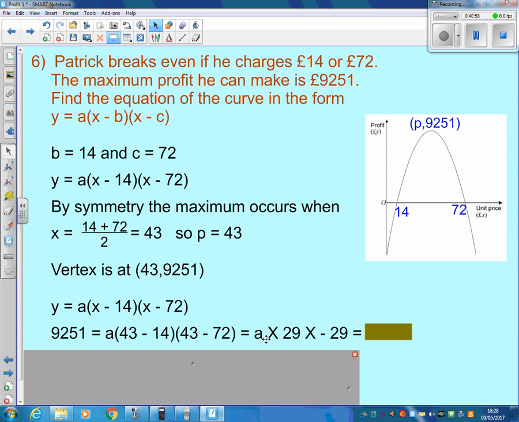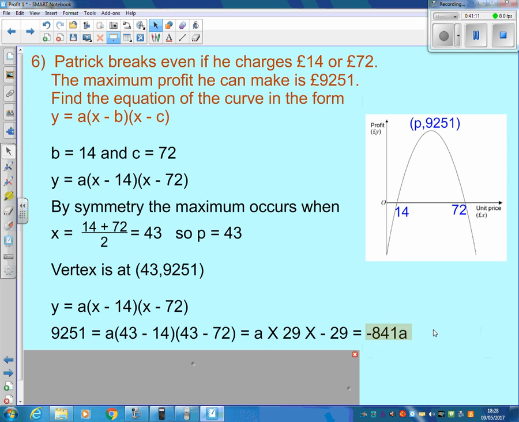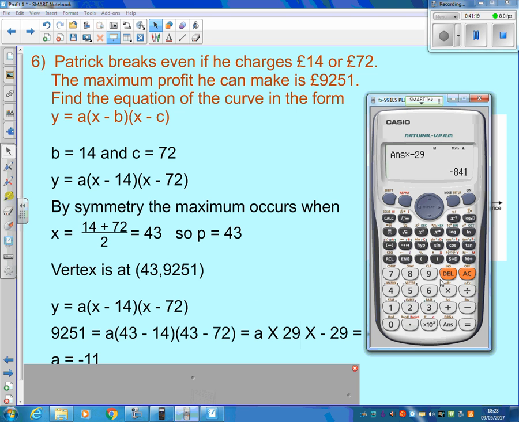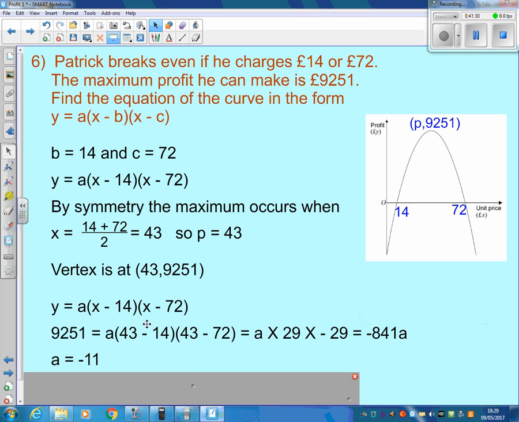So you get that is a times 29 times minus 29. 29 multiplied by minus 29 is equal to minus 841. So this is minus 841a. And so all you have to do is divide 9251 by minus 841. So I just need to do 9251 divided by minus 841 equals minus 11, so a is minus 11. I've done that by shift solve. If I type that lot in with an x there, did shift solve, I'd get minus 11. I'm not bothered doing it, you can check it yourself.